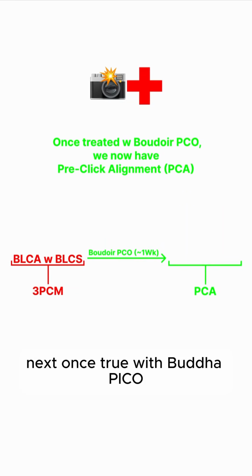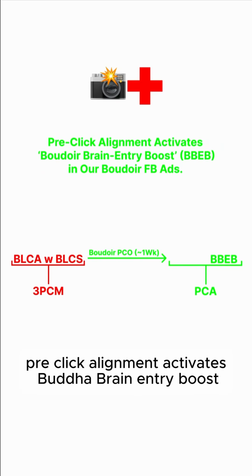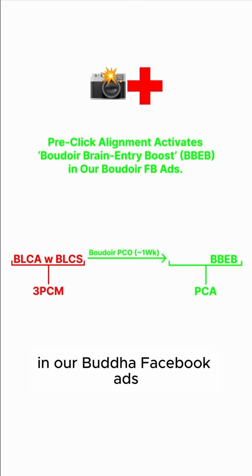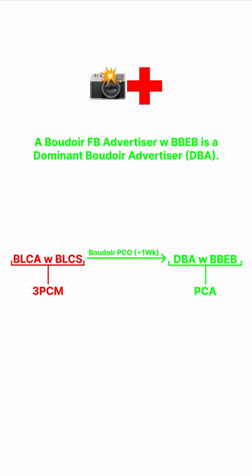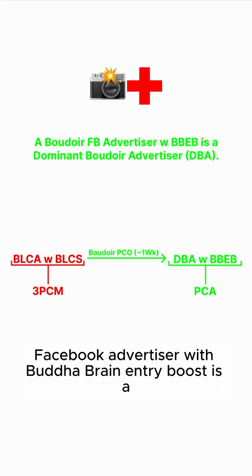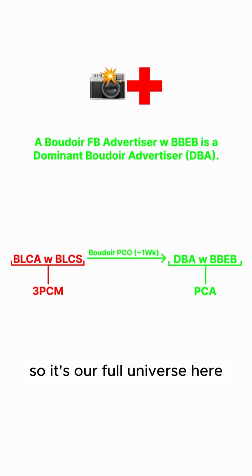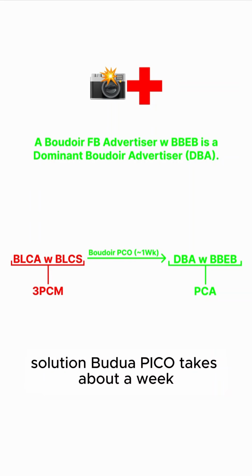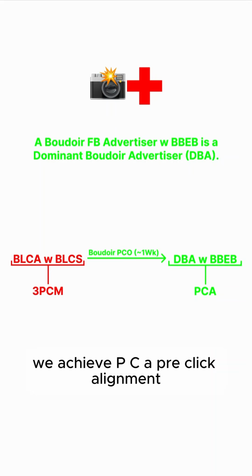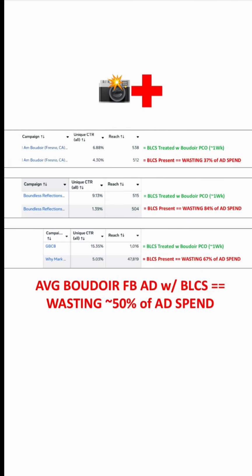Next, once treated with Boudoir PICO, we now have pre-click alignment, PCA. And pre-click alignment activates Boudoir brain entry boost in our Boudoir Facebook ads. Basically, this means, yeah, we finally got our unique CTR all above 6%. And a Boudoir Facebook advertiser with Boudoir brain entry boost is a dominant Boudoir advertiser, a DBA. So that's our full universe here. A BLCA with BLCS is caused by the 3 pre-click mistakes. Solution, Boudoir PICO, takes about a week. We achieve PCA, pre-click alignment, and we become a dominant Boudoir advertiser, DBA, with Boudoir brain entry boost.